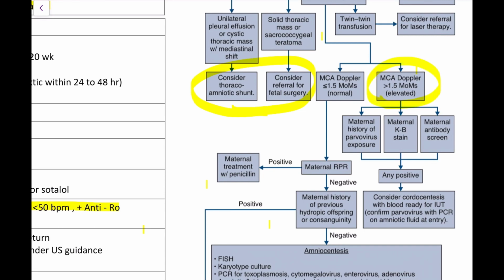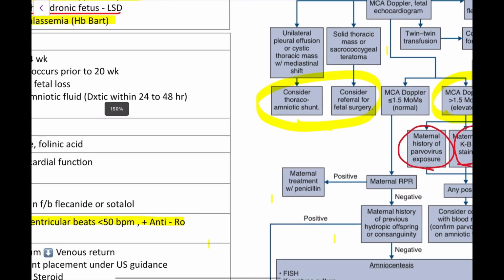If the MCA Doppler shows PSV, peak systolic velocity, greater than 1.5 multiples of median, then we are going to check for fetal anemia. And for that, we have to rule out maternal parvovirus infection by doing serology. And also, we have to rule out feto-maternal hemorrhage by doing the KB stain, meaning the Kleihauer-Betke test.